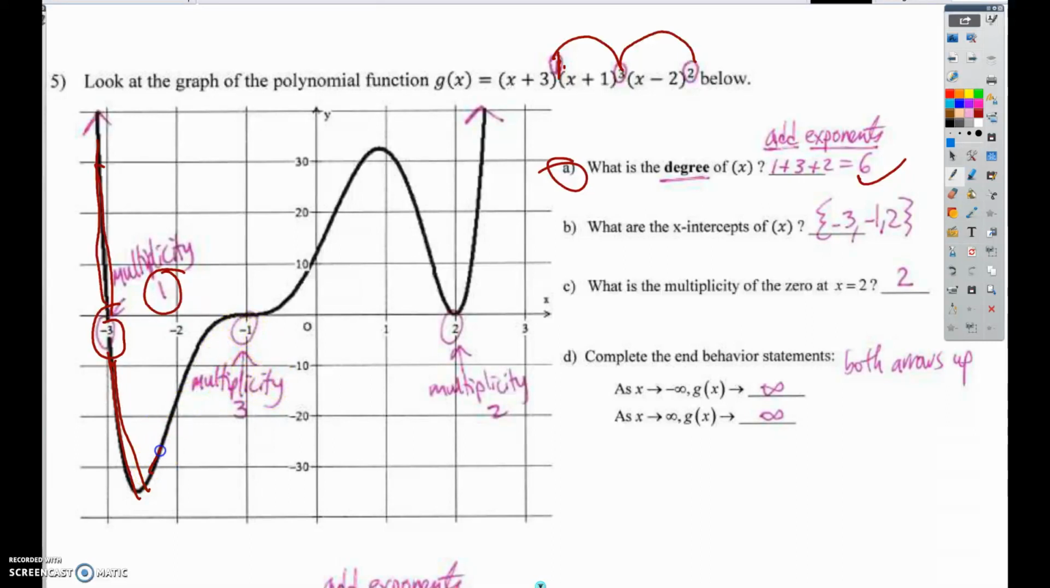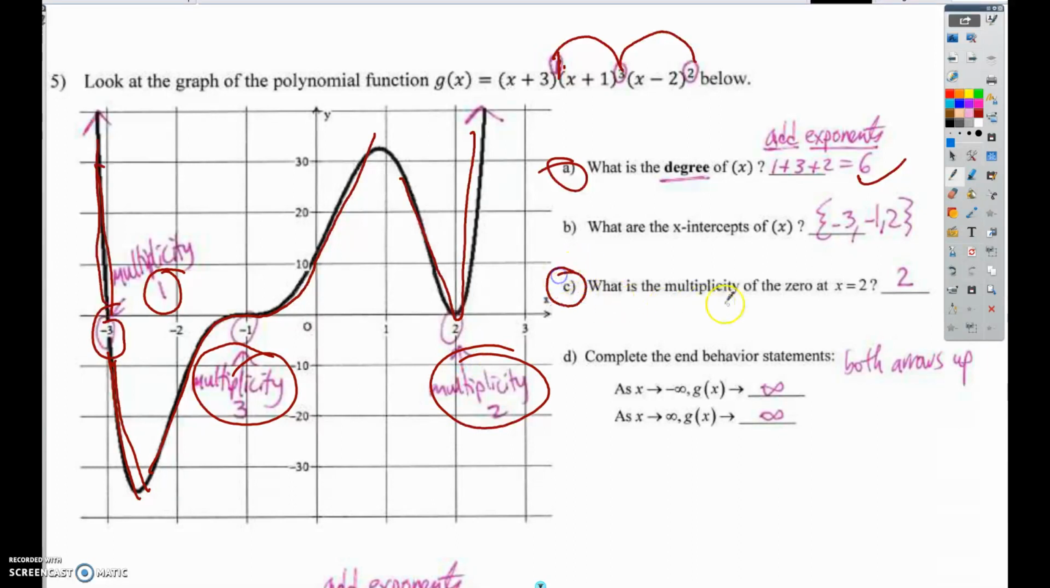At negative 1, remember that when our graph goes close to the x-intercept, kind of turns and keeps going, that's going to indicate a multiplicity of 3. So this solution, negative 1, appears 3 times. Over here, with the solution equal to 2, I touched and turned around with my curve. That means a multiplicity of 2.